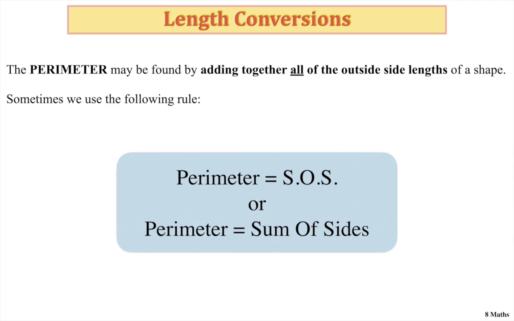Now, what is perimeter? Well, the perimeter is the distance around the outside of a shape. So we add up all of the outside lengths of a shape. Sometimes we use the formula perimeter equals SOS, the sum of all the sides, the sum of the sides.